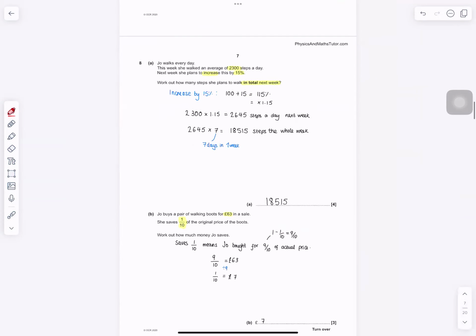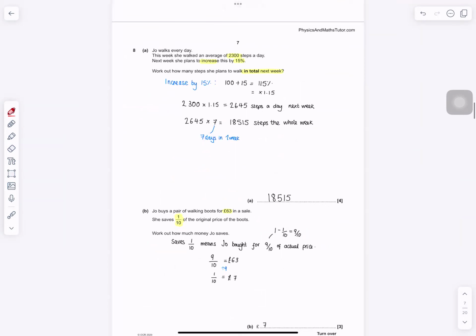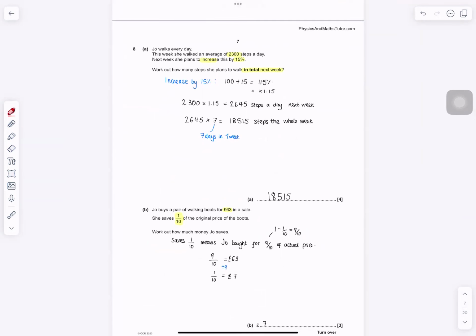And number 8, you increase by 15%. That means you times by 1.15. Do you understand how I got that? Yeah. 15% is a multiplier. And when you multiply it, you get that answer. And then you multiply it by 7 to get the total number of steps.